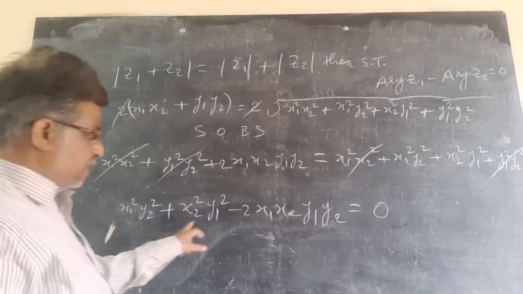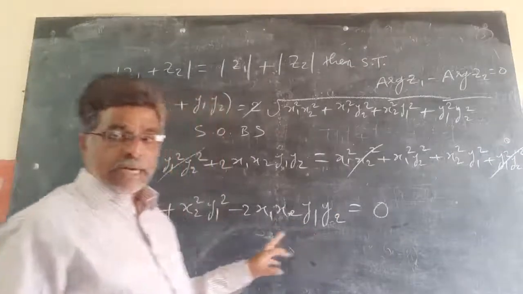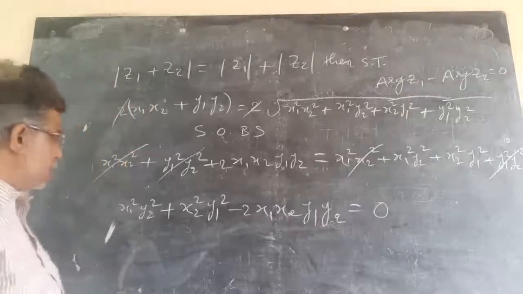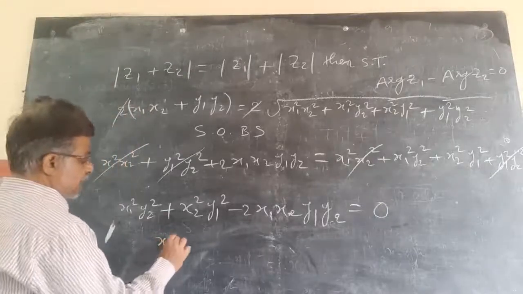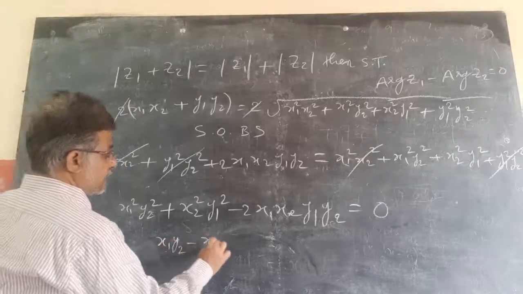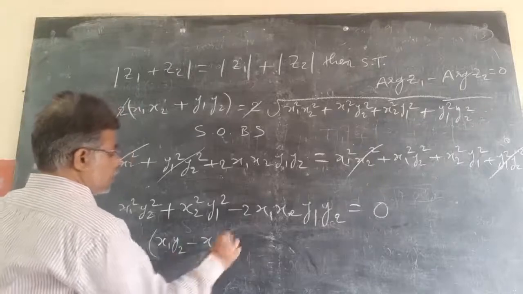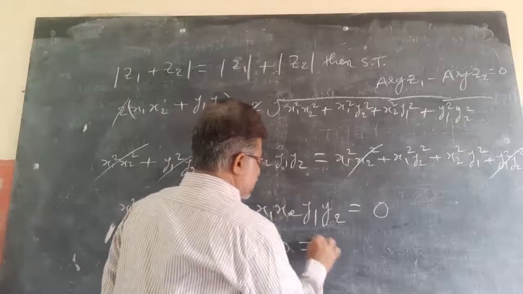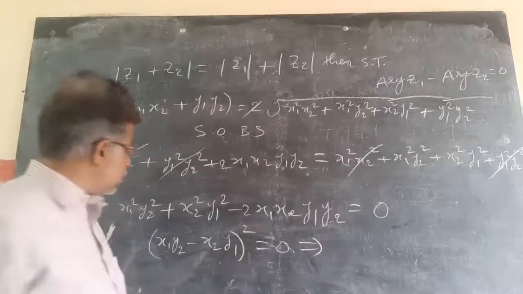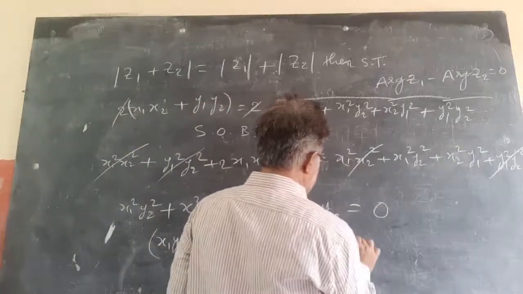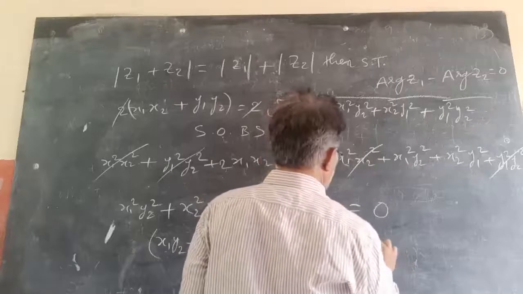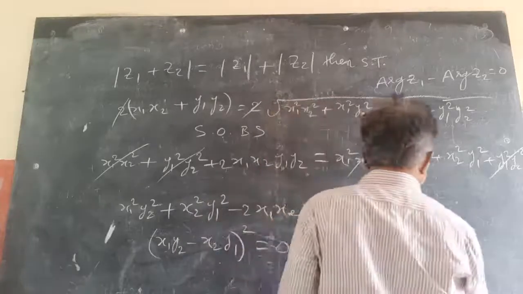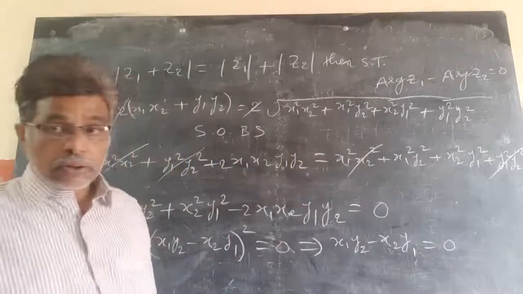Now a square plus b square minus 2ab I can write as a minus b whole square. That means x1 y2 minus x2 y1 whole square equal to 0. This implies, taking off the square, x1 y2 minus x2 y1 equal to 0.